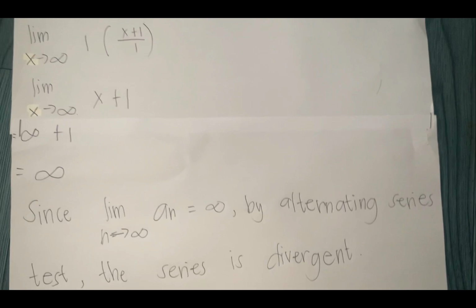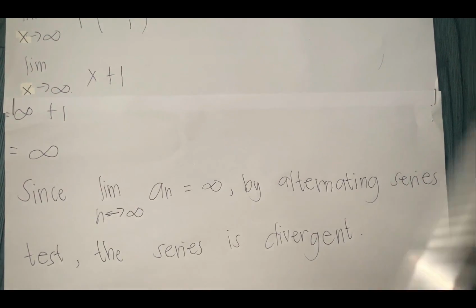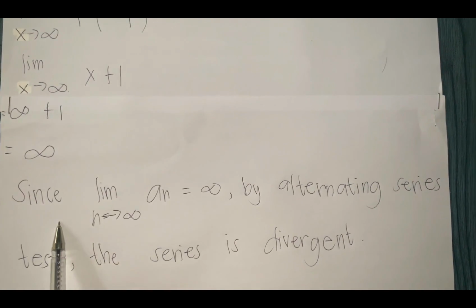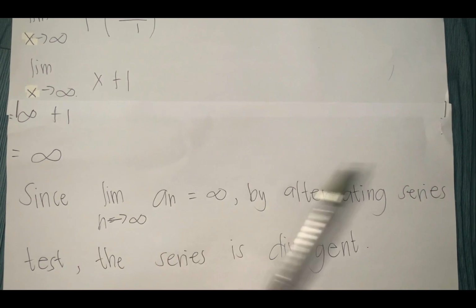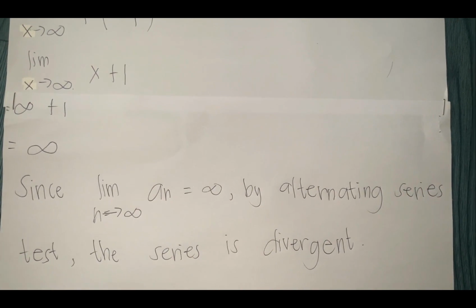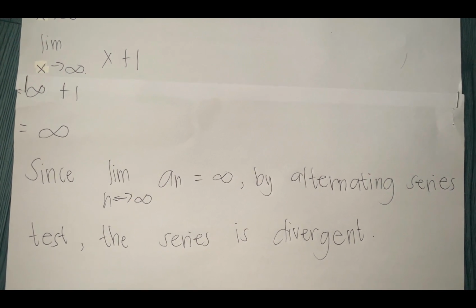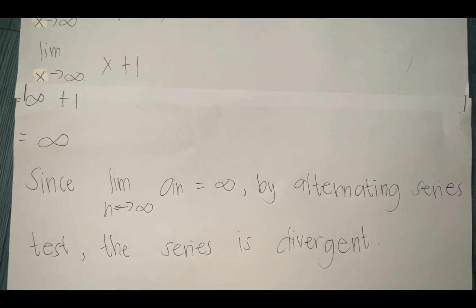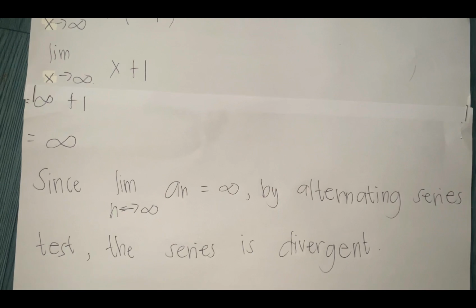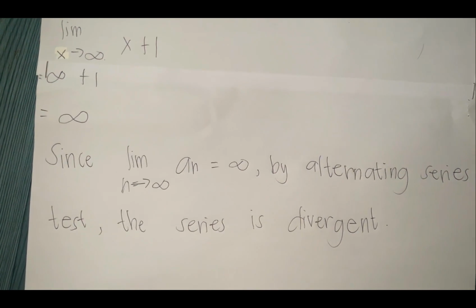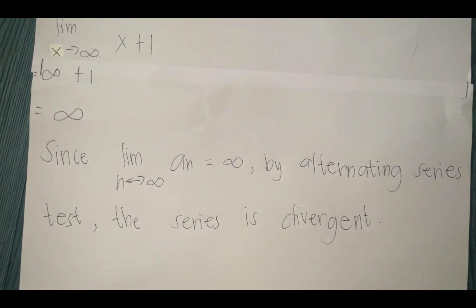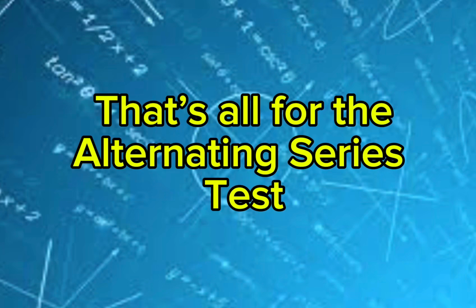So since the limit of a sub n as n approaches infinity is infinity, by the alternating series test, the series is divergent. It converges only if the conditions of the alternating series test are satisfied. And that's all for the alternating series test.